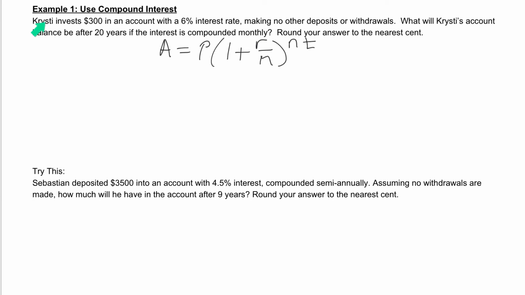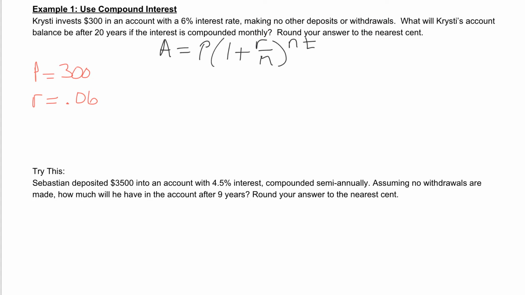So if Christy's investing $300, that investment is your letter P. So we know that P is equal to 300. In an account with a 6% interest rate, rate is R, and it has to be as a decimal. So 6% as a decimal is 0.06.